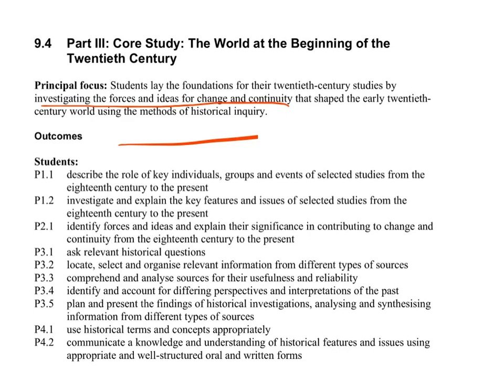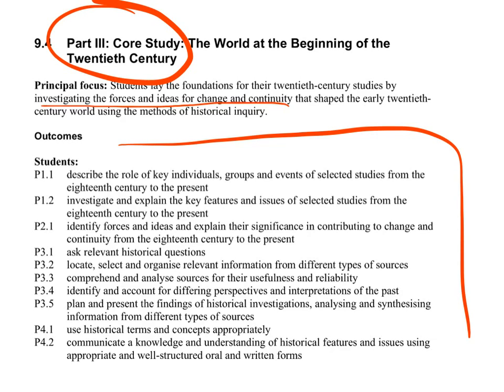Outcomes are very important. That's basically what you should be able to do. For example, at the end of this core study, you should be able to describe the role of key individuals, groups, and events of the thing that we've looked at from the 18th century to the present. Why are they important? Because they are what I will use to assess you in your assessment tasks. So an assessment task might do this one, this one, this one, and this one. And so I will make up my little assessment marking table using these outcomes. So you should look at your assessment task, look at what I've asked you to do, and look at the outcomes I've talked about and say, does my assessment task show that I can do this well?